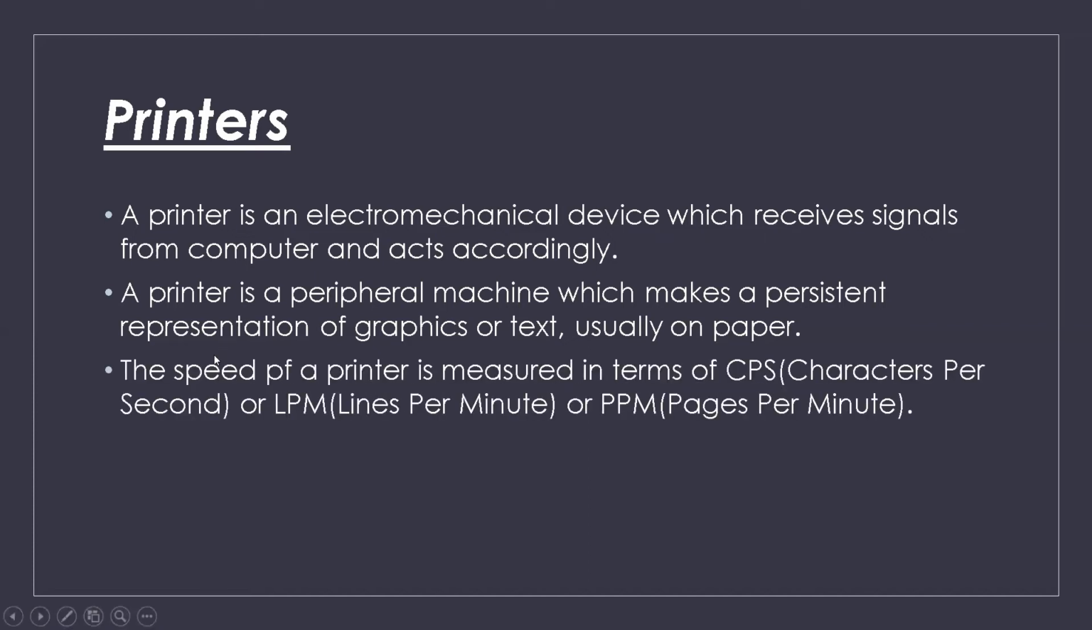The speed of a printer is measured in terms of, and this is a very important question, maybe in some competitive exams or general computer exams they may ask you. The speed of a printer is measured in terms of CPS, which stands for characters per second, or LPM, lines per minute, or PPM, that is pages per minute. Clear with that? Remember this.